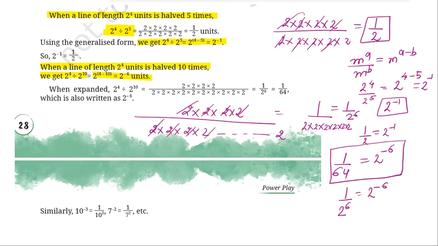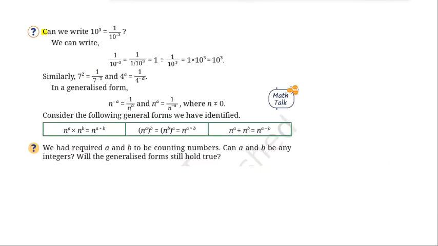Similarly, when we have 10 to the power of minus 3, it would be 1 over 10 to the power of 3, or 7 to the power of minus 2 will be equal to 1 over 7 to the power of 2. Now can we write 10 to the power of 3 equal to 1 over 10 to the power of minus 3? So we can write 1 over 10 to the power of minus 3 equal to 1 divided by 1 over 10 to the power of 3, which is what we have done in the earlier cases.